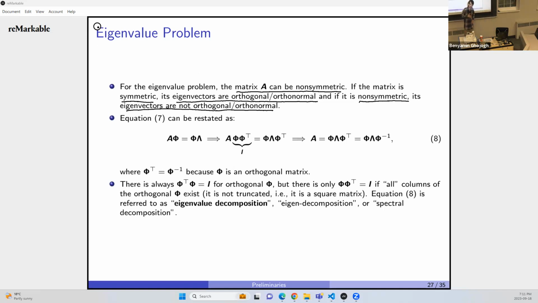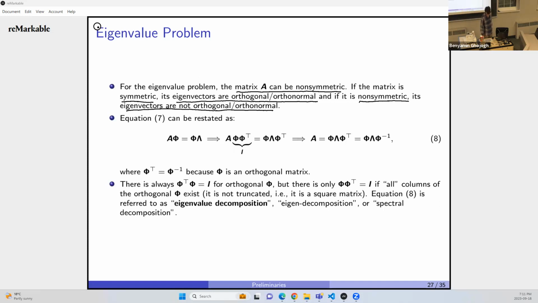What is orthonormality? When I say two vectors are orthonormal to each other, what does it mean? In addition to being orthogonal, which is perpendicular to each other, their length is also unit, right? They have unit length. And what do I mean by unit length? It means that the L2 norm of the vector is 1.